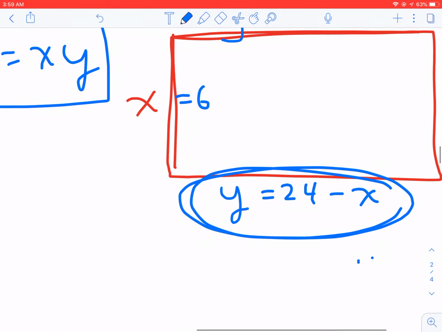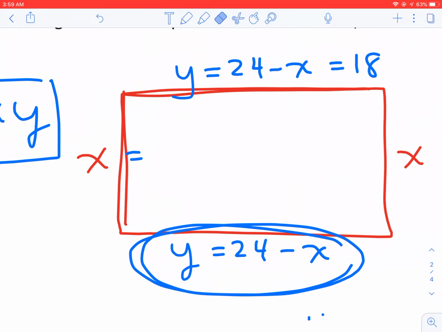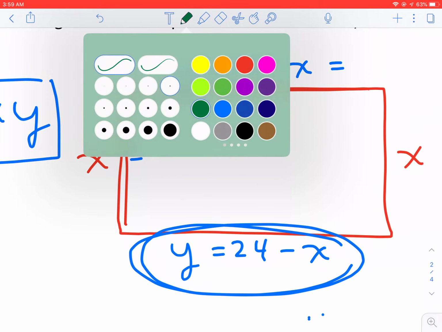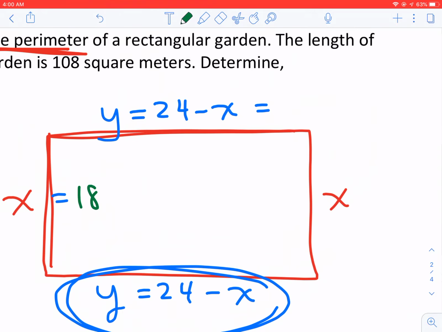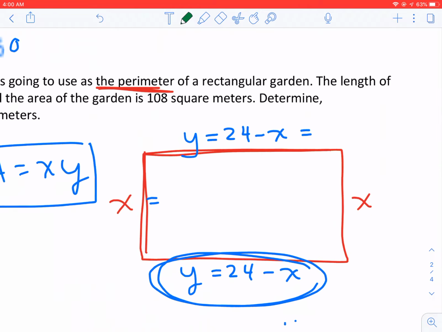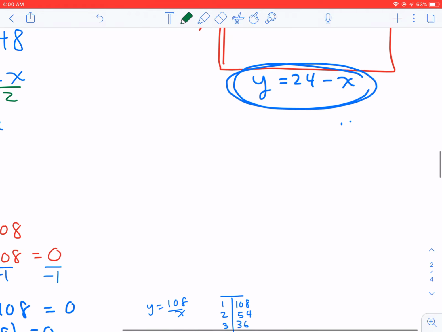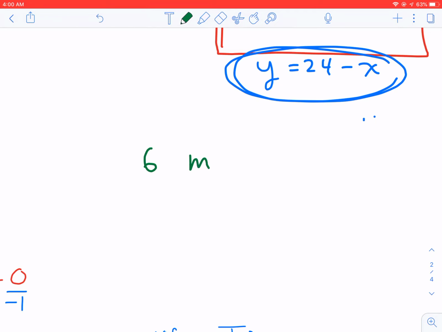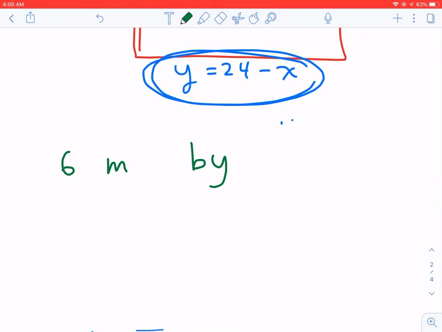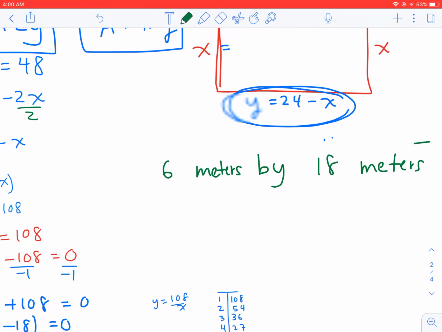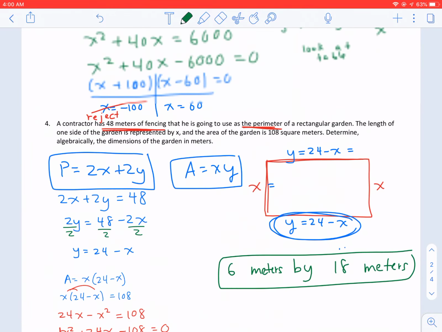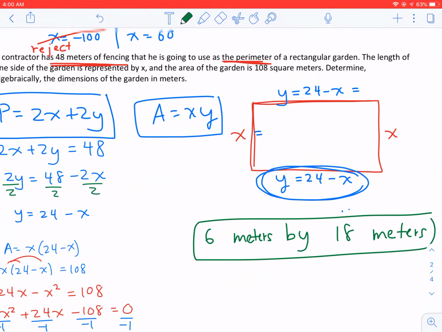If x were 18, well, then this would be 18, and y would be 24 minus 18, which is 6. So it doesn't matter how we do it. Either way, we're going to get 6 by 18 meters. So it's going to be 6 meters by 18 meters. Those are the dimensions of this rectangular garden.